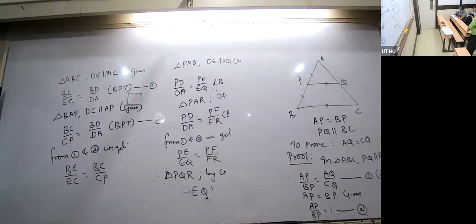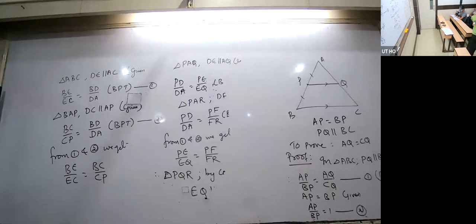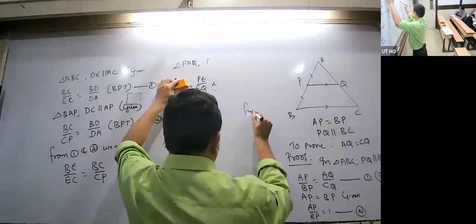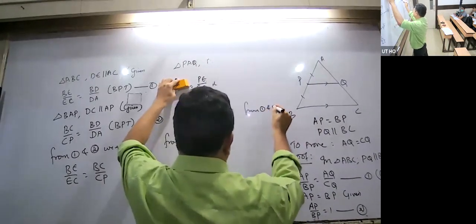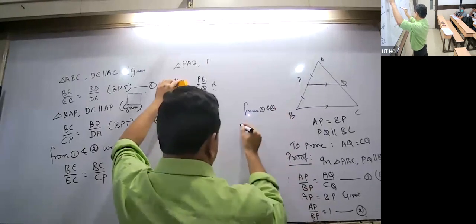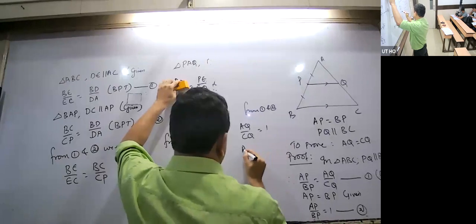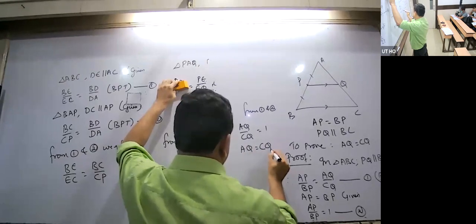AP upon, upon cross multiplication or dividing, equal means divided. Now subtract from 1 and 2, what did you get? AQ by 2C is equal to 1. From 1 and 2, now AQ upon CQ is equal to 1. AQ is equal to CQ, hence proved.